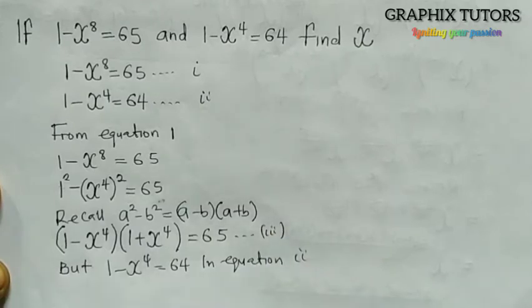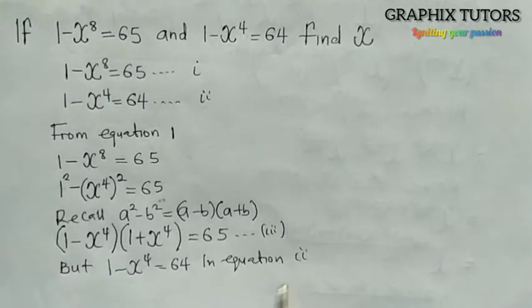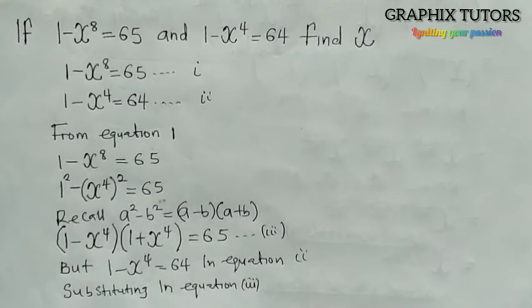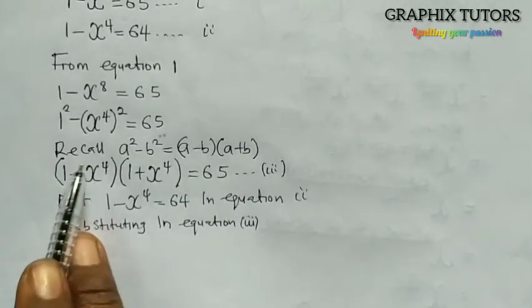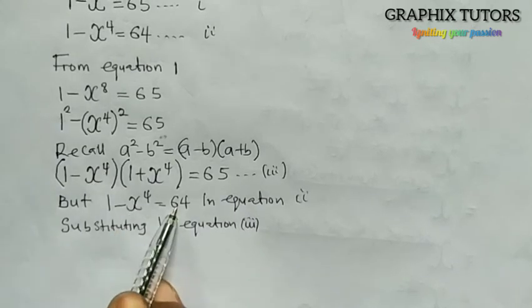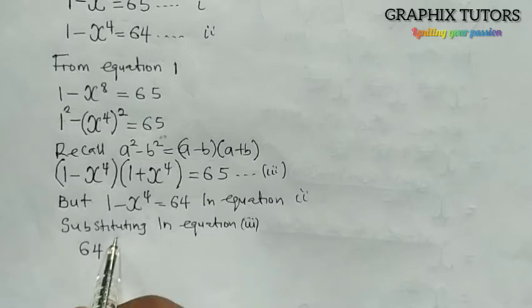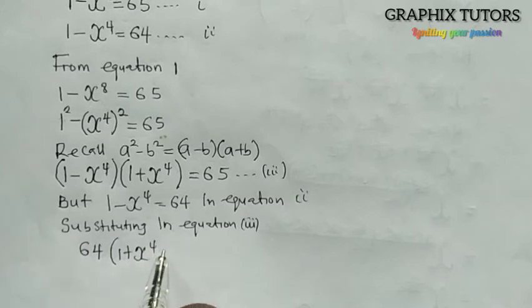So put in equation 3. Now in equation 2, right? So substituting in equation 3, this will now give me 1 minus x^4, I'm going to write 64, so I'll be having 64 into bracket 1 plus x^4. That is what I'm doing. So equals to what? 65.